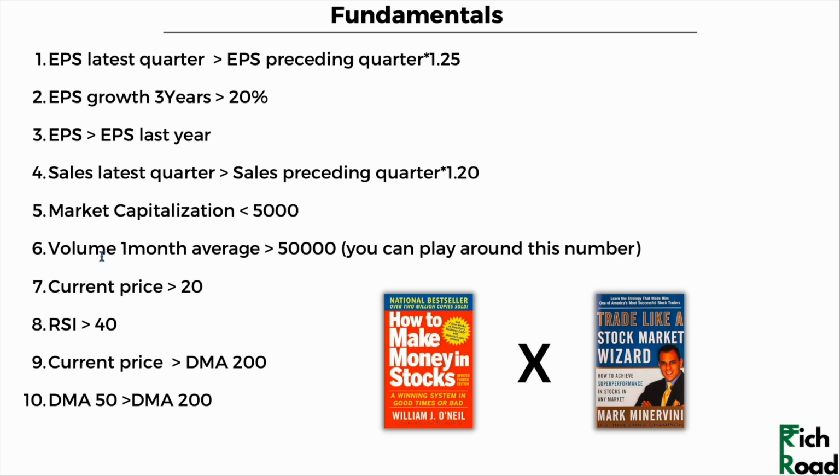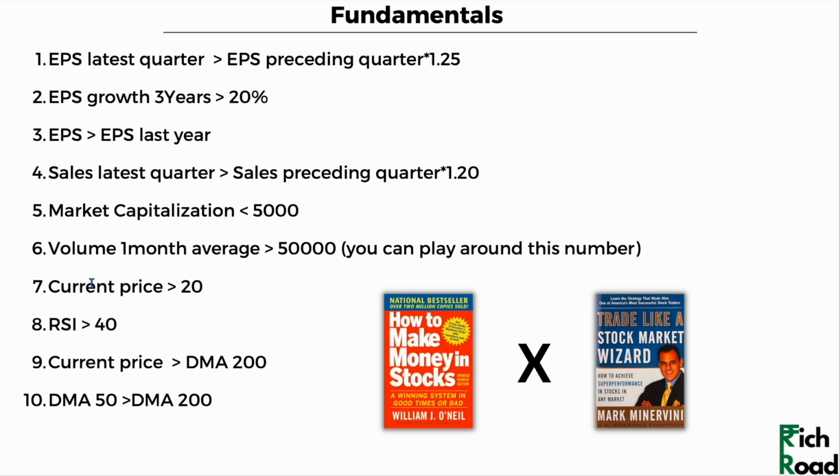Then the sixth is basically now we are moving into a little bit of technical filter criteria, because they are really basic. So the thing is, volume of 1 month average should be more than 50,000 shares. Again, you can play around with this number according to your capital, whatever you need. But 50,000 is a decent number for 1 month average of volumes.